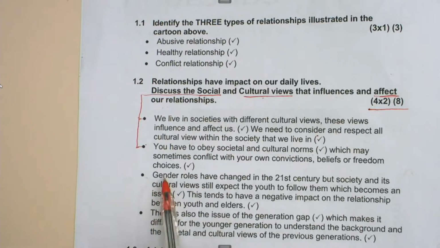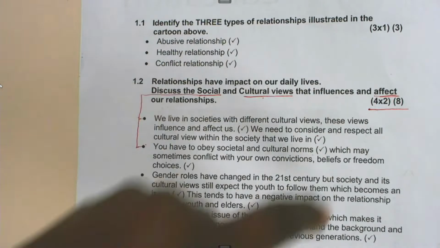The third one: gender roles have changed in the 21st century, but society and its cultural views still expect the youth to follow them, which becomes an issue. It is very much true. This tends to have a negative impact on the relationship between youth and elders. Youth are used to their modern way of living, but the elders are used to their old ways of living. Because of that, it affects the relationship between older people and the young generation, not because they want it to, but because society is now like that.